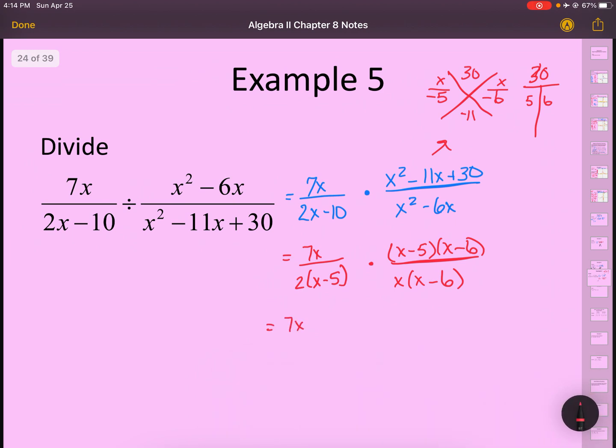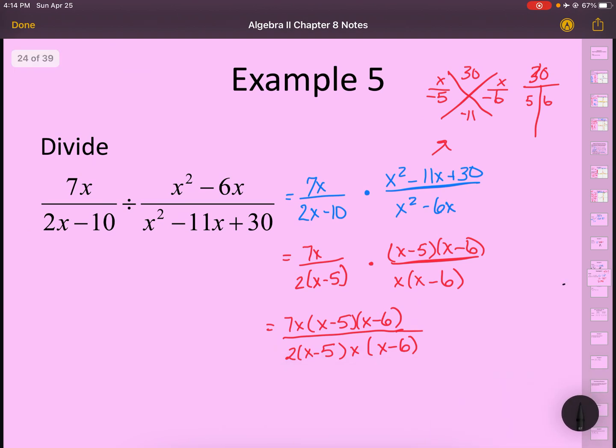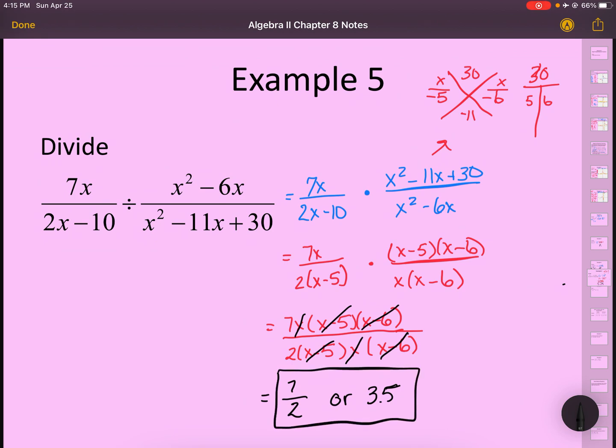So 7x, x minus 5 times x minus 6, and then the denominator 2, x minus 5, and x minus 6. Now let me go searching for anything I can cross out in the numerator and denominator. Well, I do see an x in both of them, and a factor of x minus 5, and a factor of x minus 6. So what I'm left with is 7 halves, or as a decimal, that is just 3.5. So it is okay and possible to just get a number back out of that simplified version of those two rational expressions.